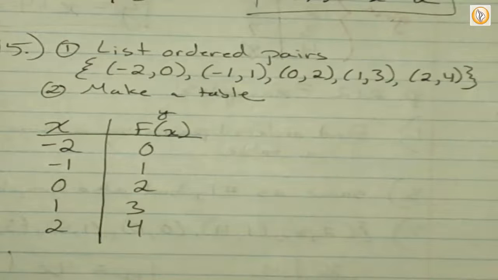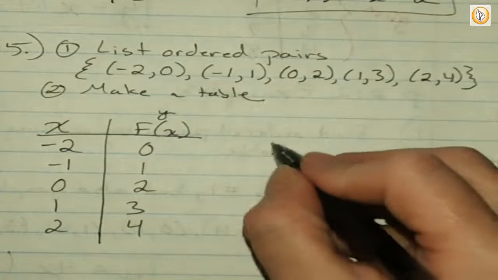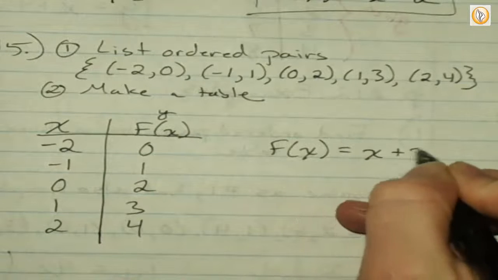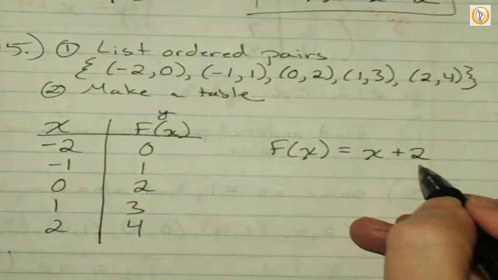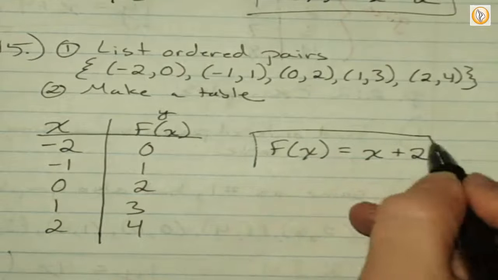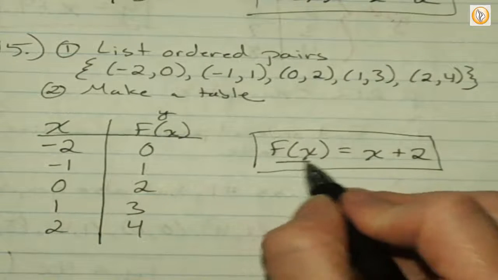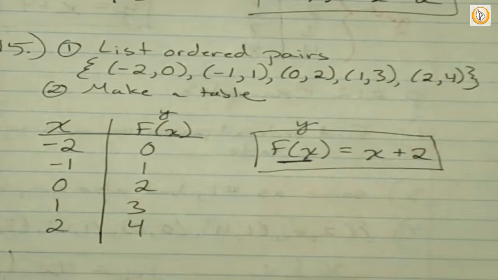Cecilia? Very, very good. f of x equals x plus 2. And you can't just write plus 2. You have to write the whole thing. Can we put y equals x plus 2? This is proper, but I won't take off if you wrote y. Any questions?